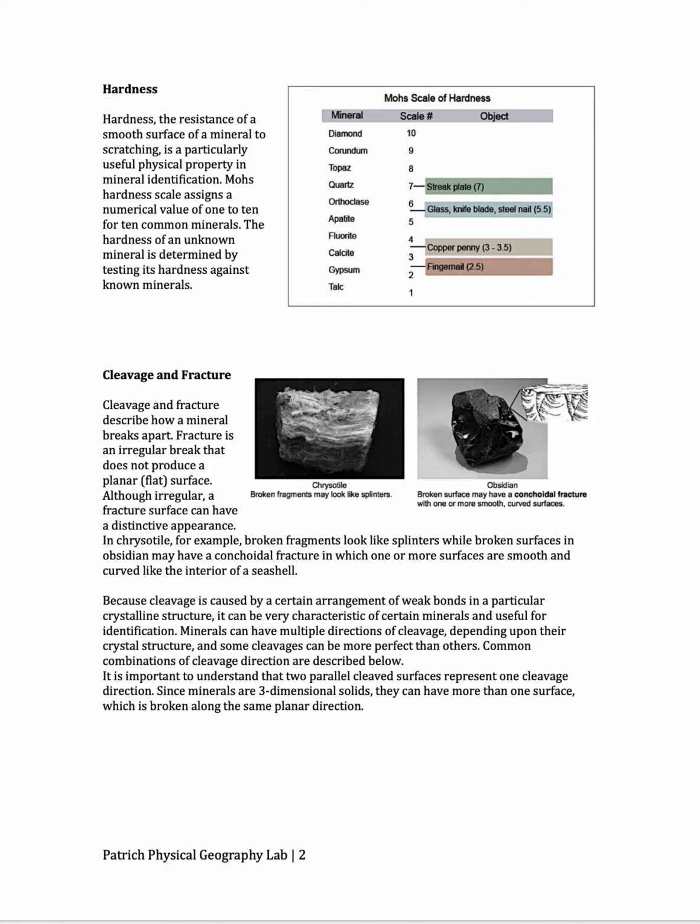Since cleavage is caused by a certain arrangement of weak bonds in a particular crystalline structure, it can be used as a very good characteristic for certain minerals. As an example, something that has very distinct cleavage is calcite, which is rhombohedral. It's a square at an angle.